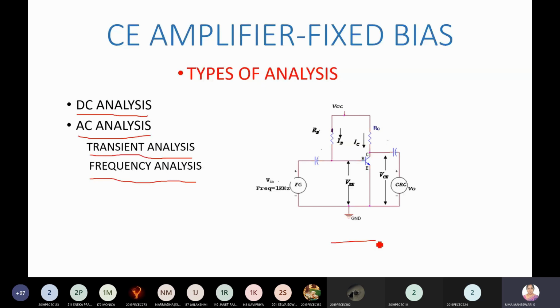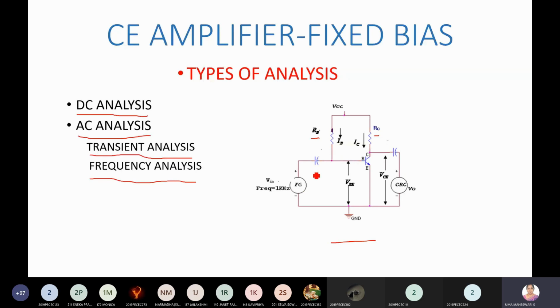So here I have shown you a fixed bias circuit, right? Your fixed bias circuit consists of a DC biasing voltage called VCC. Then your biasing resistors are RB and RC, as you know. Then to make it an amplifier, I am going to give an AC sinusoidal input signal through a capacitor to the input base terminal.